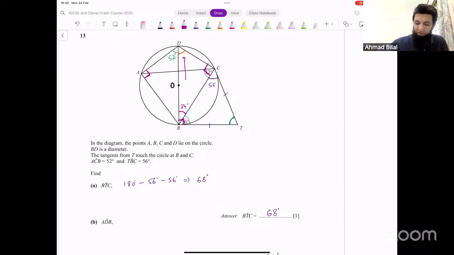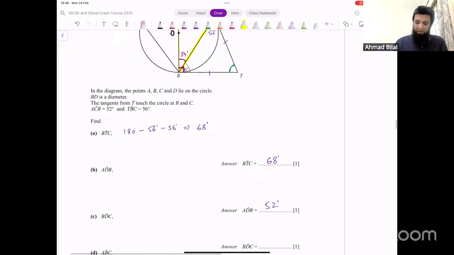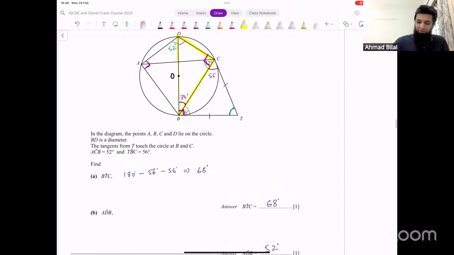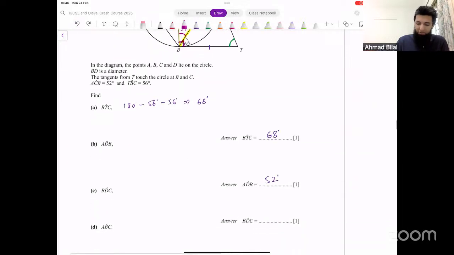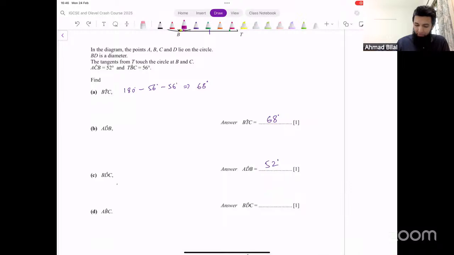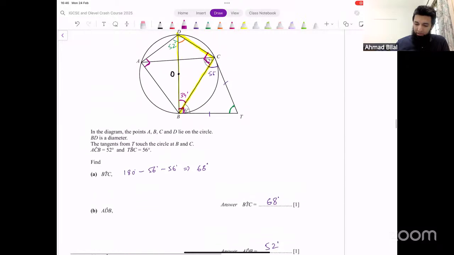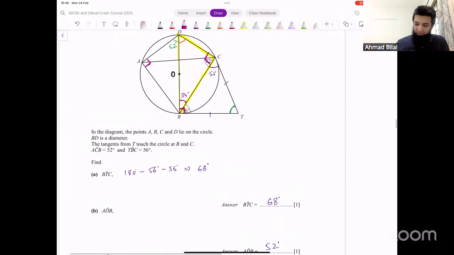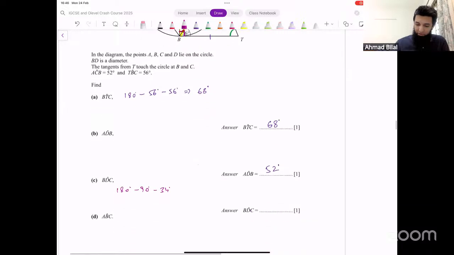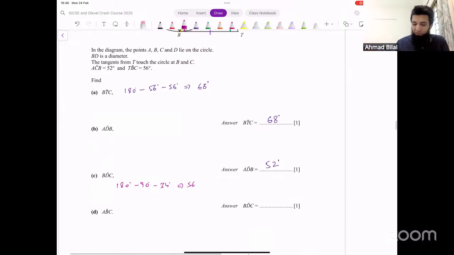And now that's 34, and this whole angle is 90. What about this remaining angle in this triangle? We can find that now, right? That's the angle BDC. So we know two angles in that triangle already. One is 34 and the other is 90. Let's see what this turns out to be. 180 minus 90 minus 34. And that turns out to be 56 degrees.